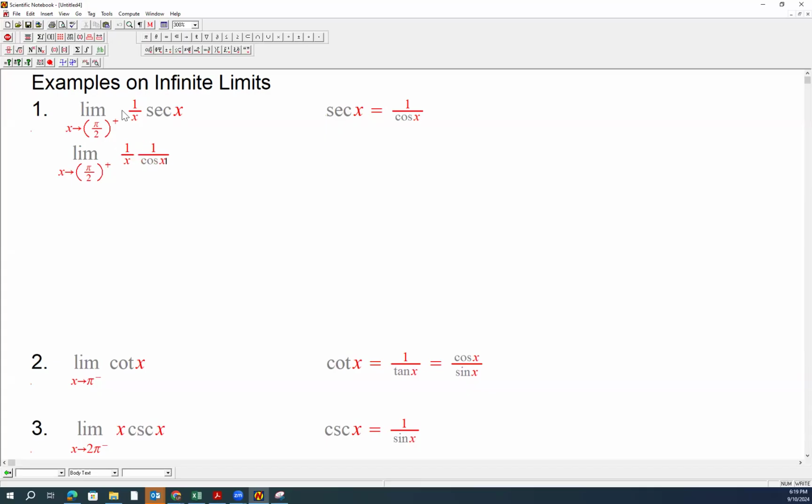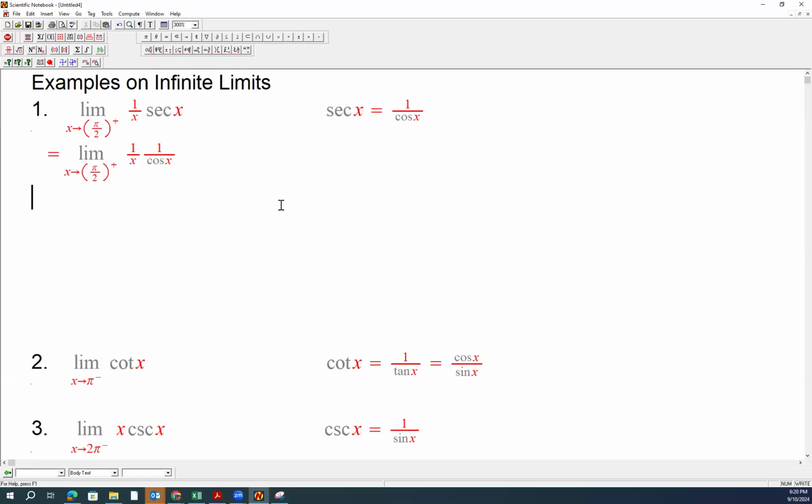Then you should know that in the neighborhood where x is approaching pi over 2 from larger than pi over 2, if you don't know the cosine curve, you know the unit circle, okay? So obviously, when x is approaching pi over 2 from larger than pi over 2, cosine x is approaching 0. The question is, is it going to be positive or negative?